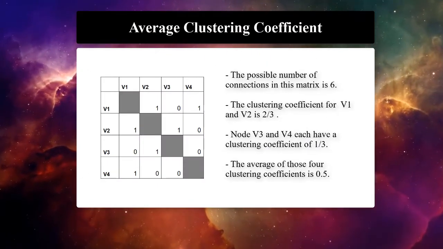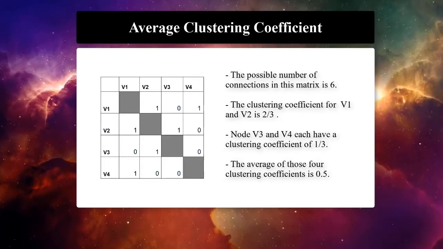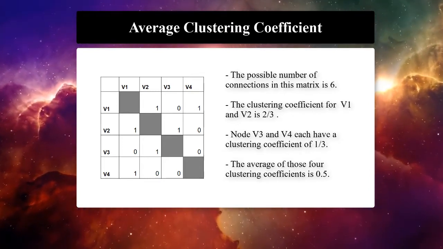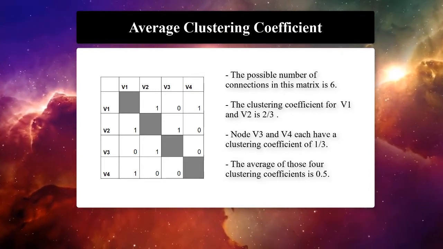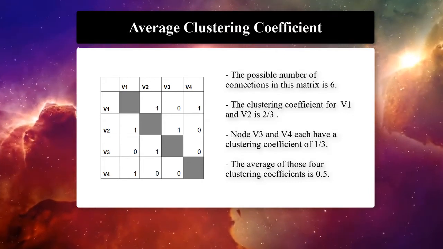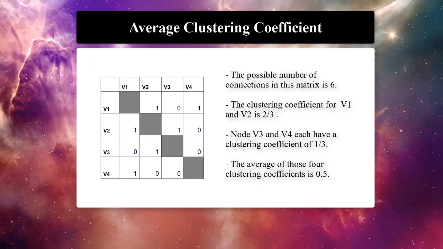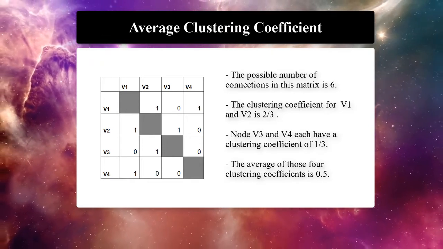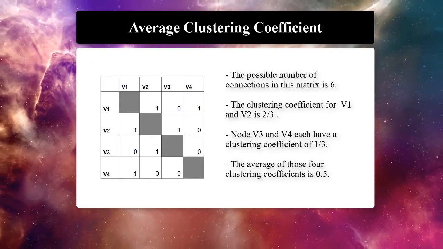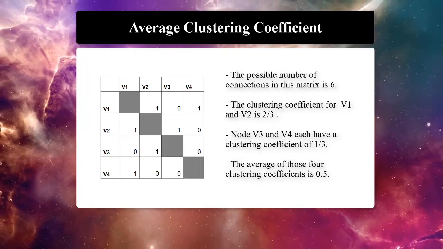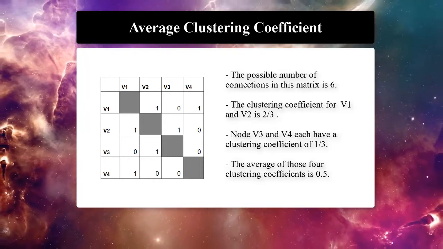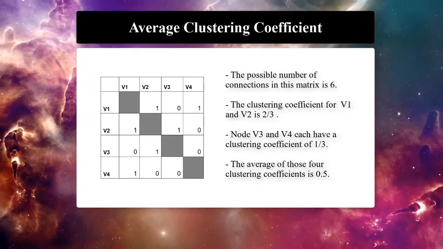Consider this adjacency matrix. The possible number of connections in this matrix is 6, and the clustering coefficient for V1 and V2 is 2/3. Note V3 and V4 each has a clustering coefficient of 1/3, so the average of those four clustering coefficients is 0.5.